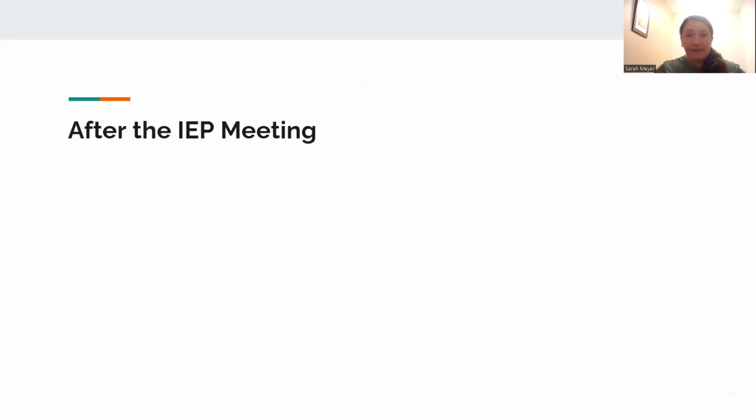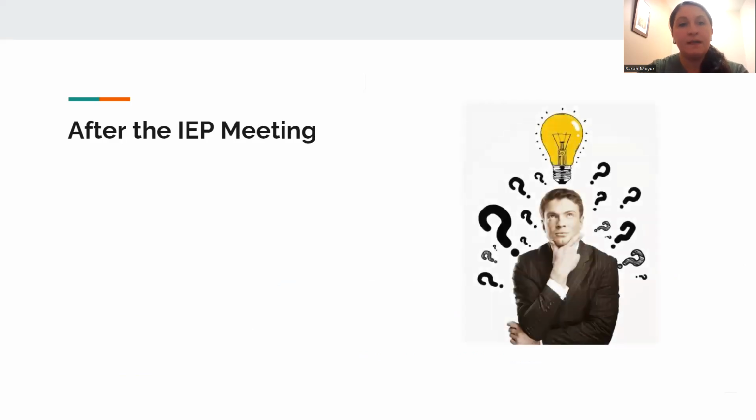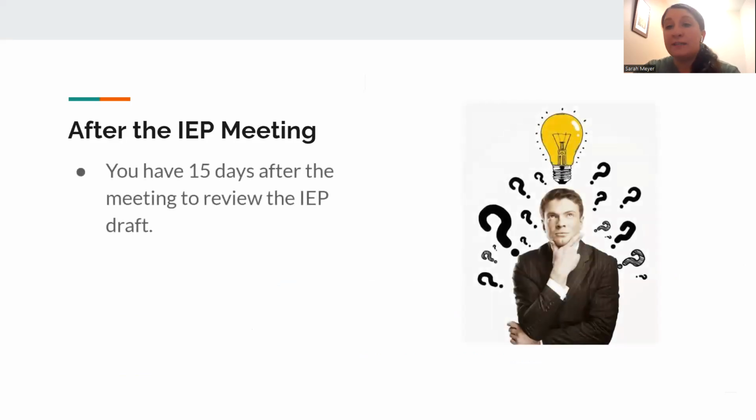Okay, so I know the IEP itself is a very lengthy document, and typically during the IEP meeting, you're going to be discussing a lot of information in a pretty short period of time. So after the IEP meeting, it's important to do a couple things. So it's really important to remember that as a parent, you have 15 days after the meeting to review the IEP draft. You do not have to sign and agree to the IEP within that meeting.